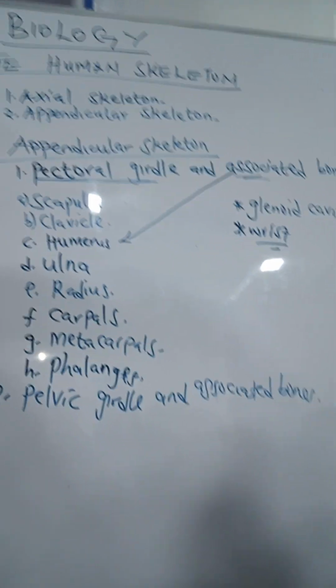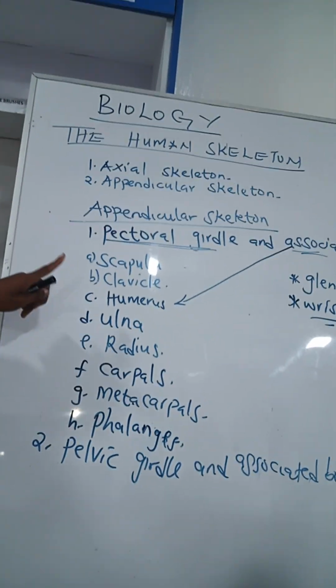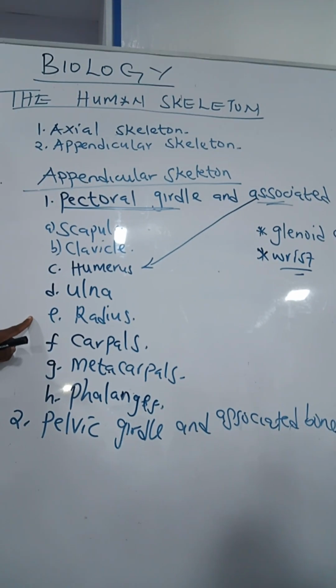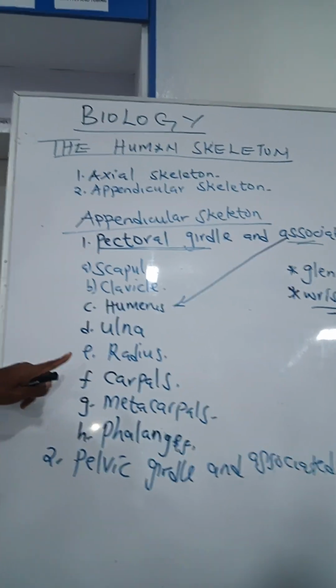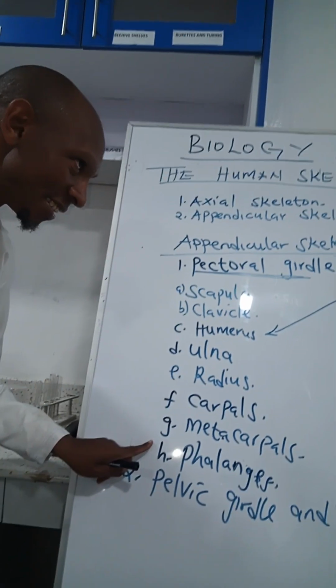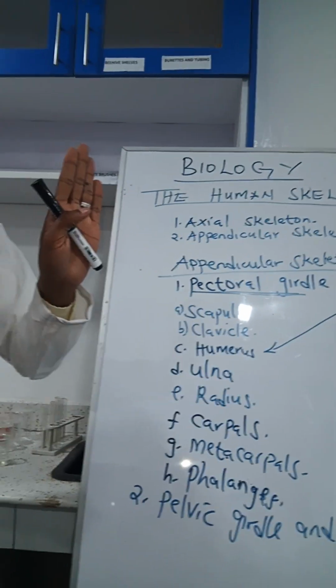The first one? Scapula. No. Humerus. Ulna. Radius. Carpals. Metacarpals. Phalanges. And you can locate them where they are in your body, right?